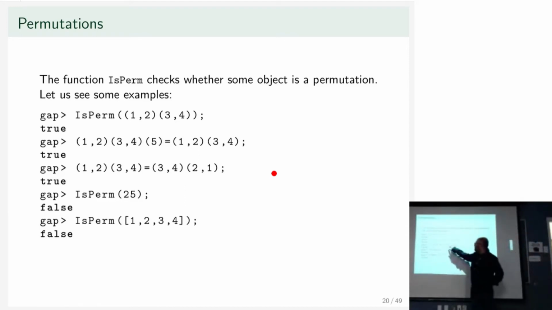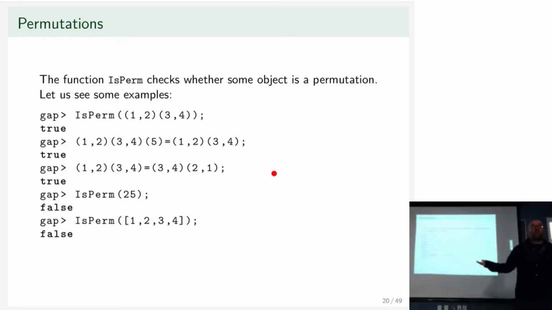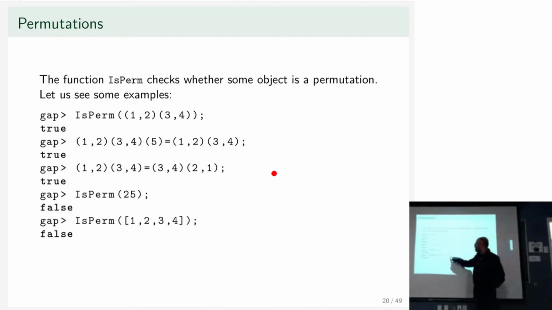Of course, as I said before, it doesn't matter how you write these factors because they commute. So this is the same as this. It returns true. And then, is this a permutation? Of course not. This is 25. It's a number. It's an integer. It's not a permutation. And this is also not a permutation. Of course, you can think that this is a permutation, but it is not. It's just a list of numbers. It doesn't matter if you can find a good interpretation where this guy is a permutation. For GAP, it is not, okay?